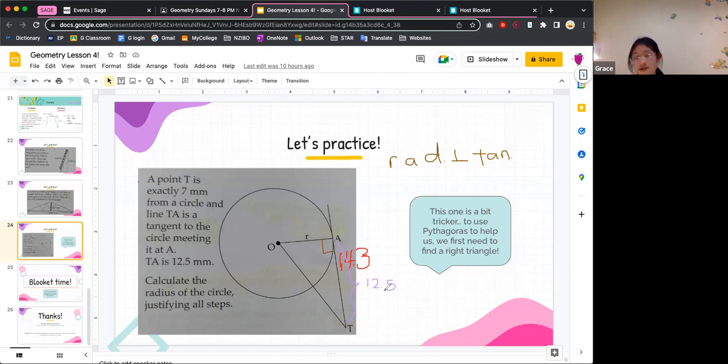And we know that side over here, this part is 7, because the point T is like 7 centimeters from the circle, so it means 7 centimeters outside of the circle. And then we have this part here. Now this part is just the radius, right? So we can label it as R. And this is a bit of a challenging question.